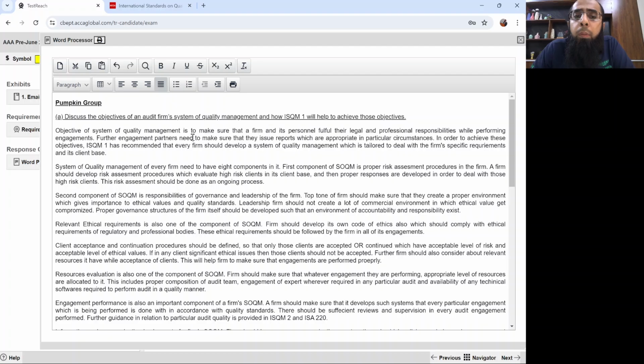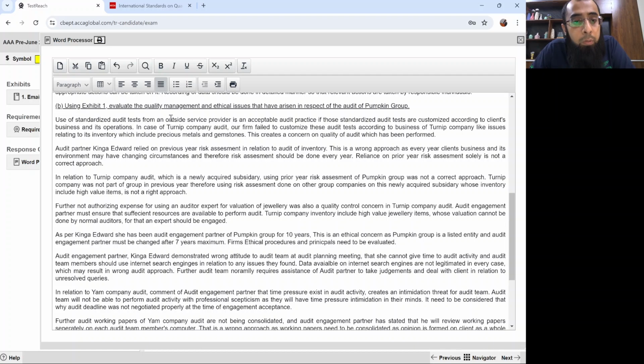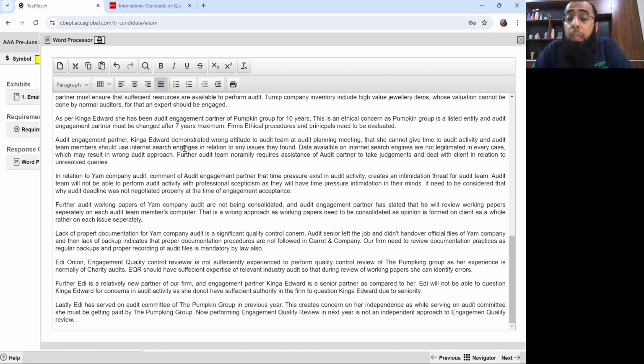So the first requirement was just rote learning of ISQM1 objectives and the components of SOQM, and the second requirement was relating to the quality management issues in the audit of Pumpkin Grove. I particularly believe that this question was an easy one. This was a very easy and straightforward question, provided that you remember the rules of ISQM1, the conditions and the characteristics of SOQM, so that you could have attempted part A.